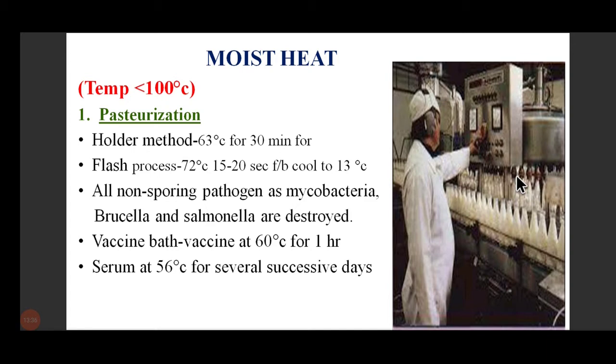This destroys all your known non-spore forming pathogens such as MTB, Brucella, and Salmonella. These three are basically your foodborne or milk-borne pathogens. Pasteurization is a very common process which we are using in the milk industry for sterilization and packaging of your milk-based products. We can also use this for the vaccine bath.